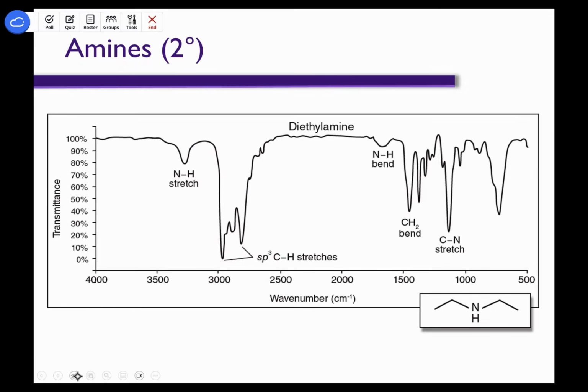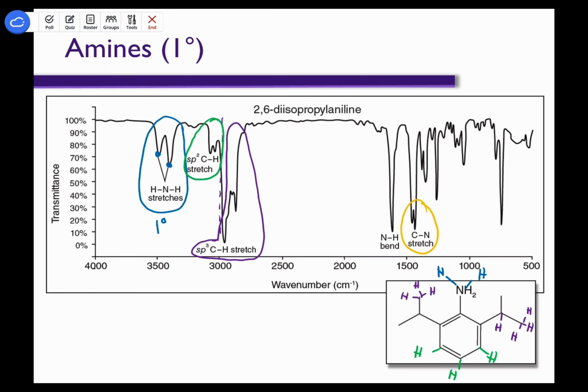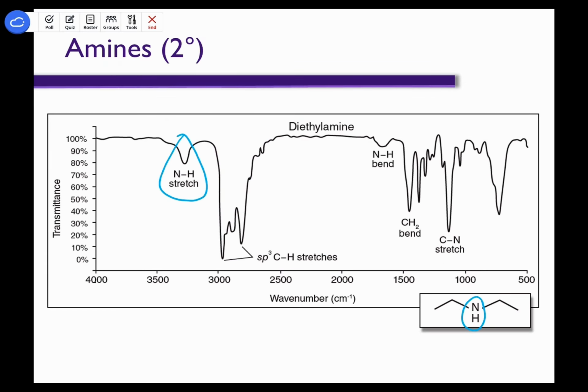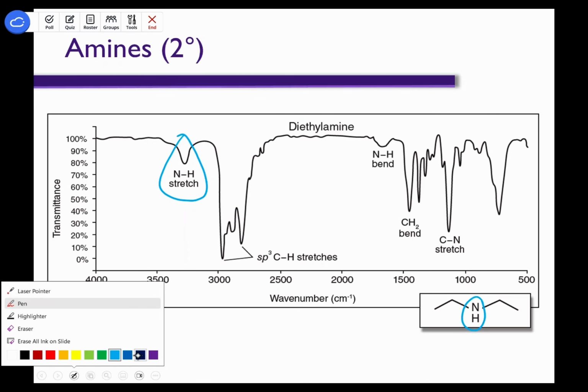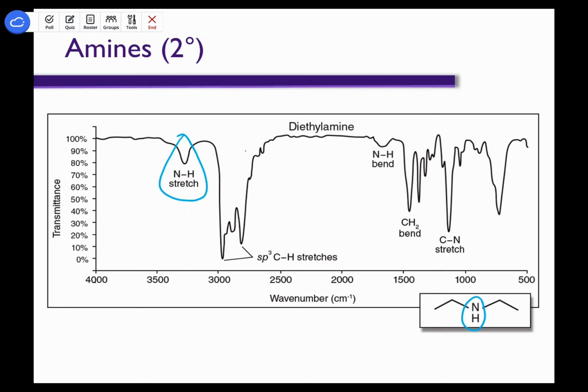Okay, now let's move to secondary amines. Here we have a nitrogen-hydrogen stretch. It's in the same region, around 3,300 wave numbers or so, but this only has 1 nitrogen-hydrogen bond vibration, and we only see 1 peak, not that doublet peak that we saw with primary amines. And of course, we can still see our sp3 carbon-hydrogen stretches. And you're going to find these are present in most of our organic molecules. Many of them for sure.